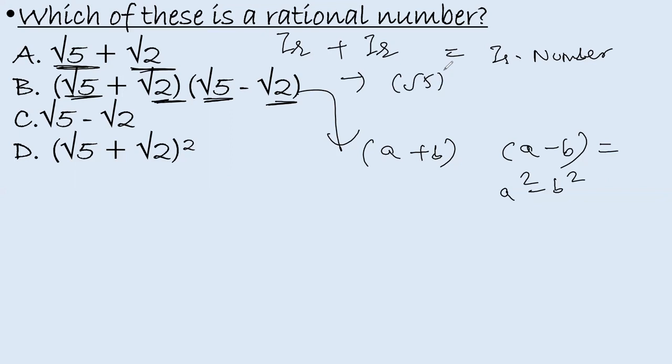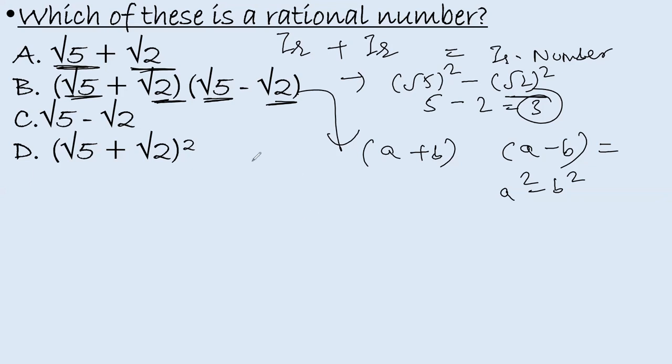a is root 5, and what is b here? Root 2. So a square minus b square. So what is root 5 square? Root 5 into root 5 is 5, and root 2 into root 2 is 2, and the answer is 3, and 3 is a rational number. So when you solve these two brackets, you will get a rational number. So b is a rational number.